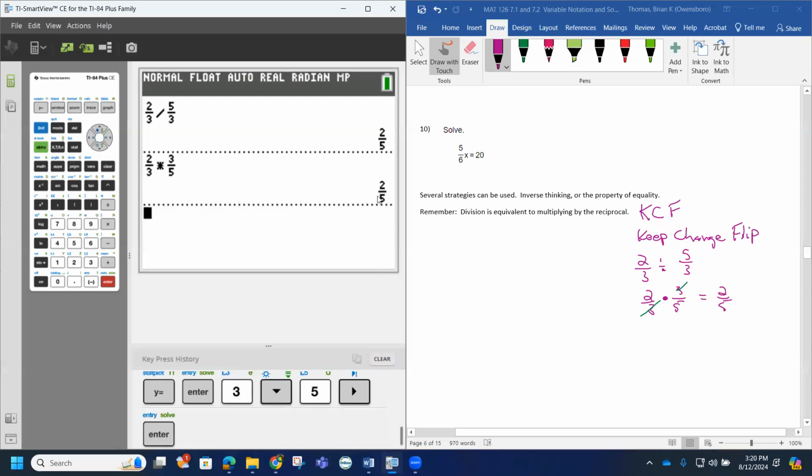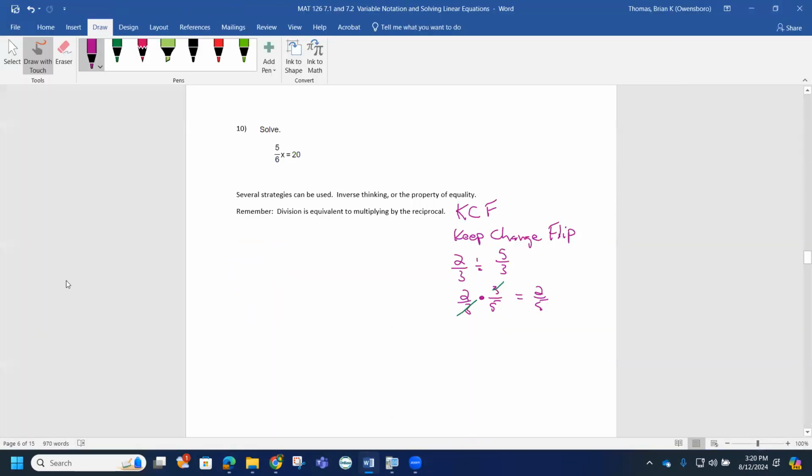So I look at this problem that we have. We have 5/6 times x equals 20. Since it's multiplication, I can change the order. I could change this to x times 5/6 equals 20. And if I use inverse thinking, what I can do is go this direction with it. Instead of a multiplication problem, I could change it to a division problem. So 20 divided by 5/6 is going to equal x.